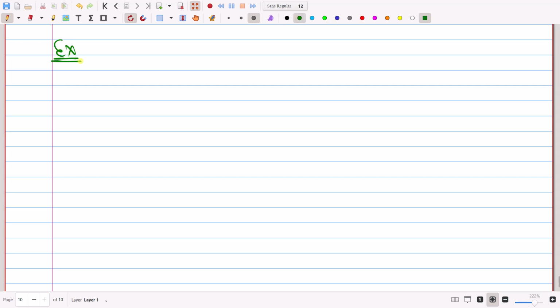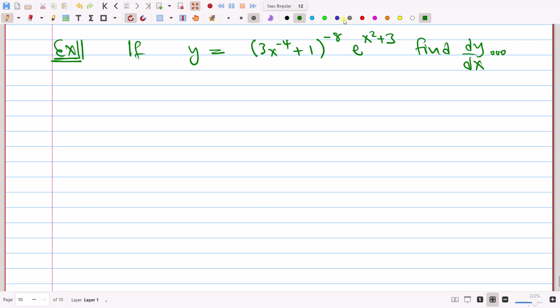So here is another different one. You can be given something like this. They will say, if y is equal to (3x^2 - 4x + 1)^(-8) times e^(x^2 + 3), find dy/dx. So how do we deal with that? This is how we proceed.